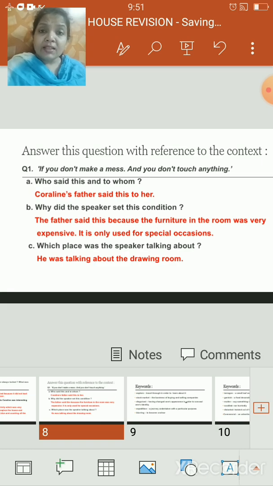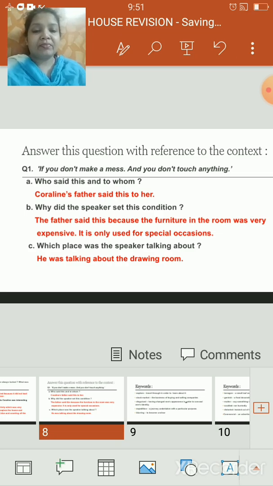So now, father said this because the furniture in the room was very expensive and it is only used for special occasions. And one more reason is it was given to them by grandmother. Yes. Which place was the speaker talking about? So the speaker was talking about the drawing room.